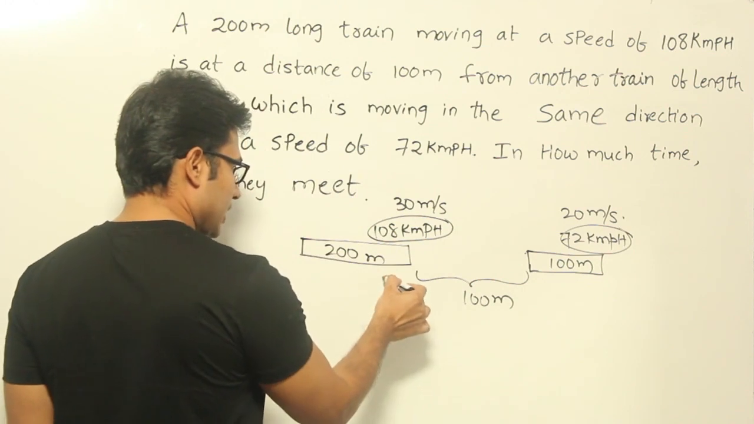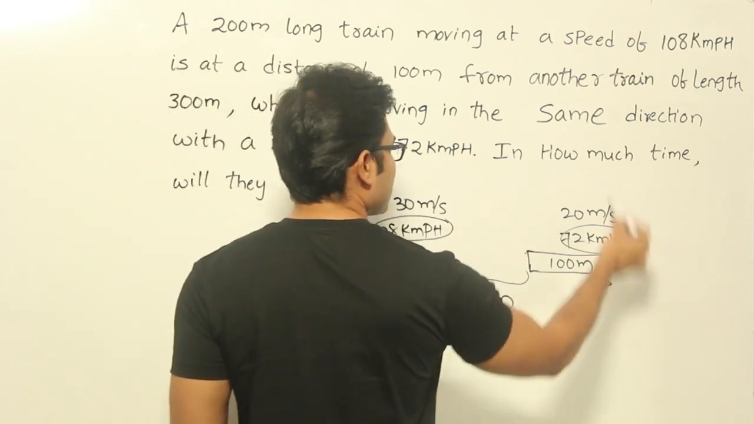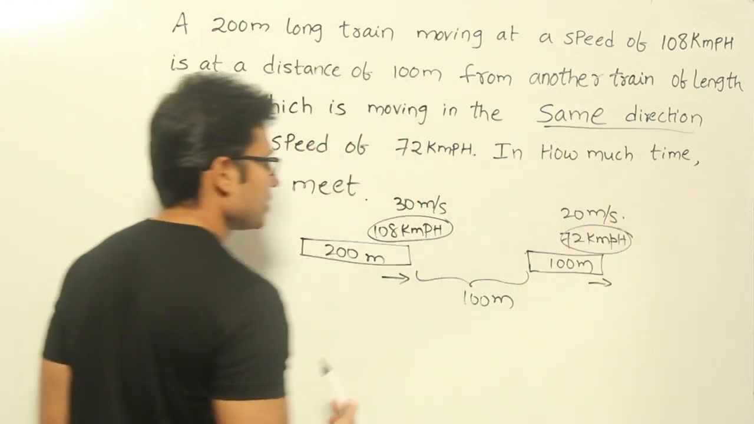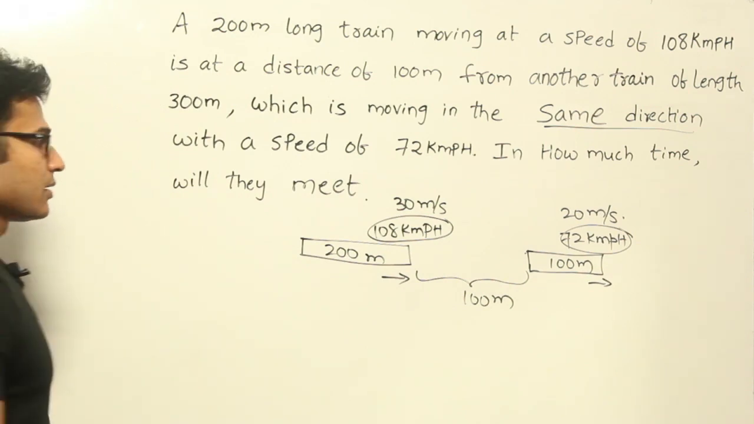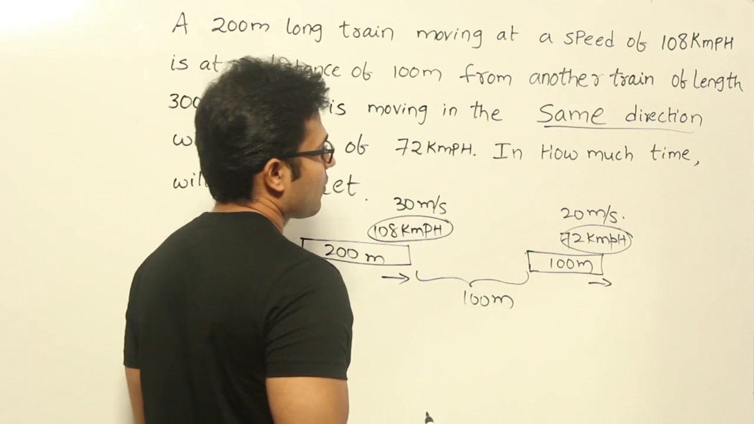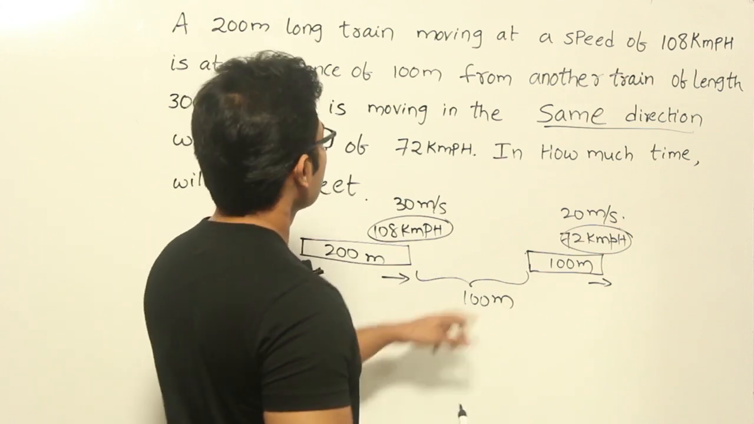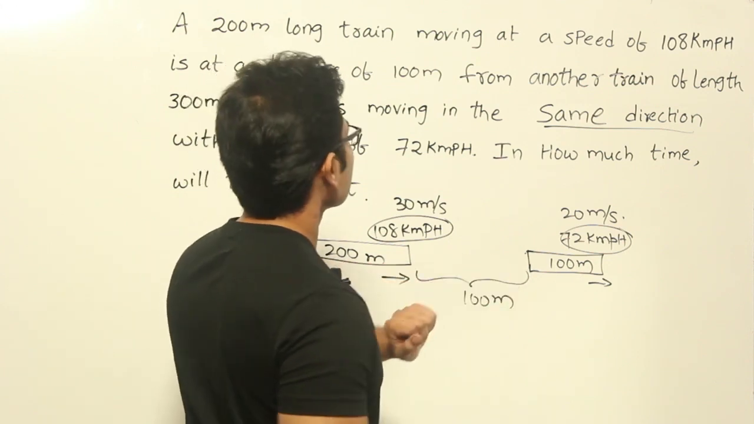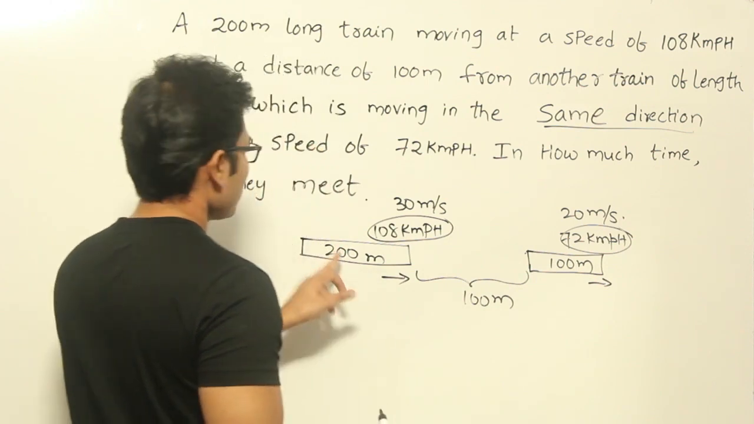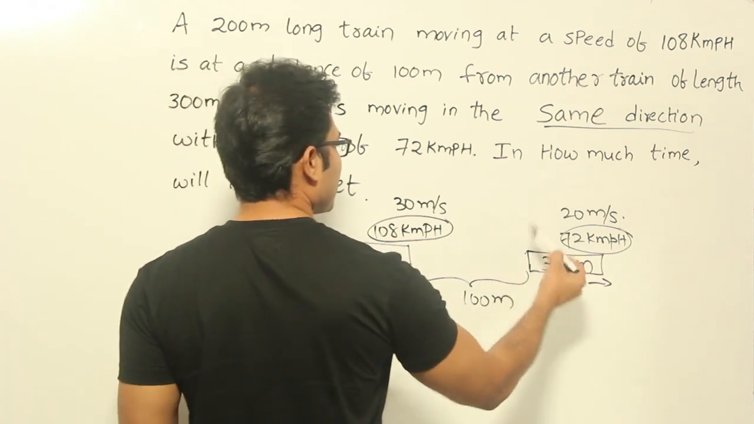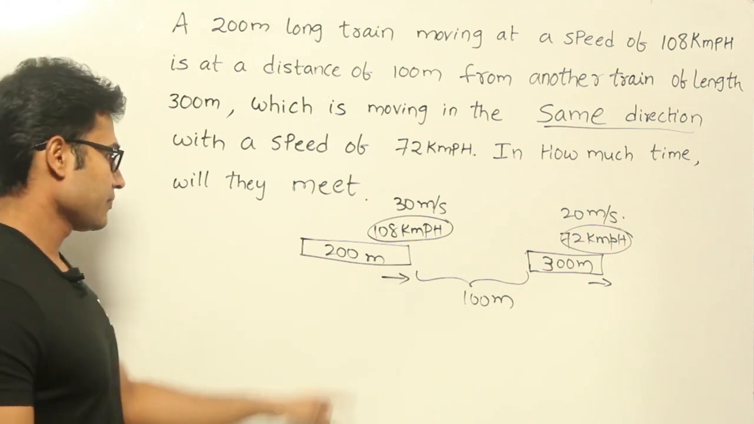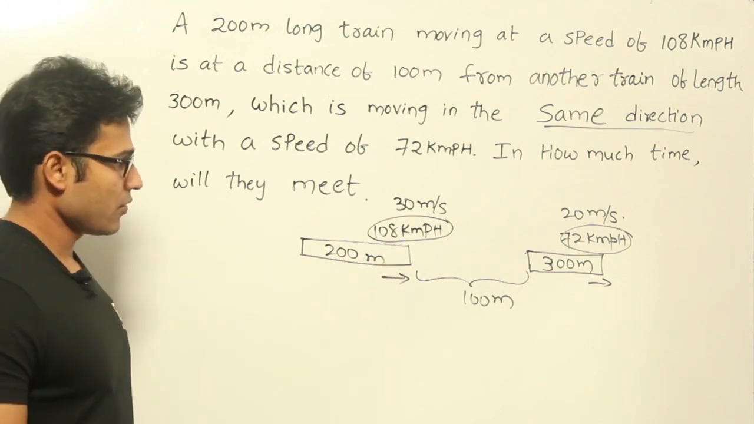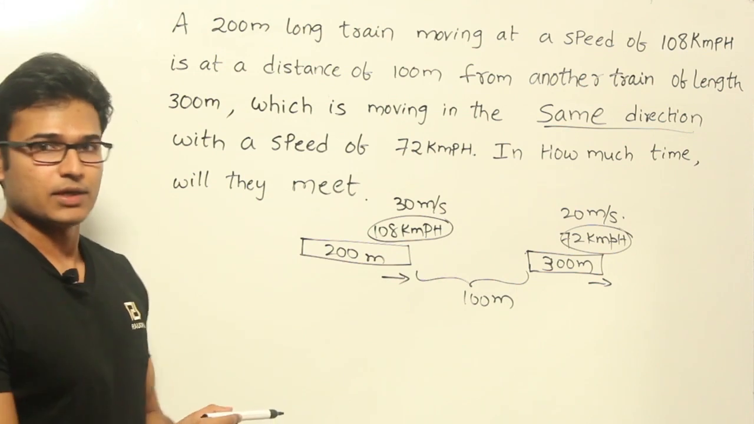Now both are moving in the same direction, that is what is given. Now the question is, when are they going to meet? Here the length of the first train is 100 and the length of the second train is 300 meters. Both are moving in the same direction, so this is moving. Now the question is, when are they going to meet?